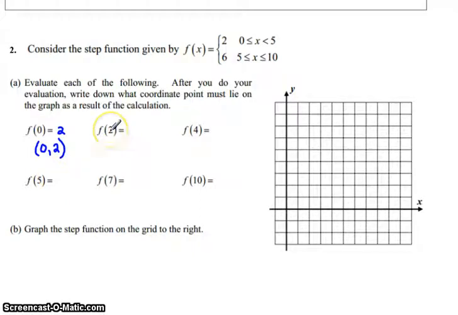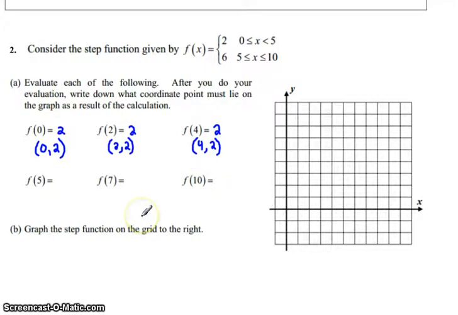If x is 2, that still falls between 0 and 5, so the y would be 2. So it's an x of 2, y of 2. For 4, an x value of 4 still falls within this first range, so it would still be 2. That means I've got the point 4, 2.